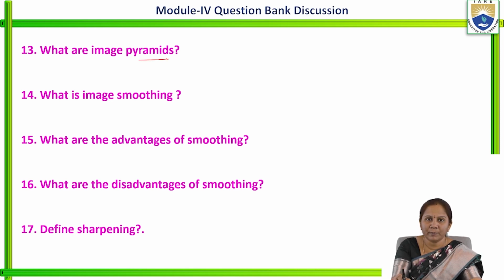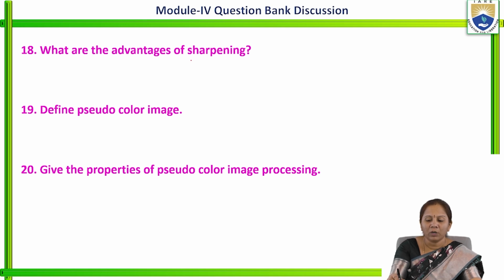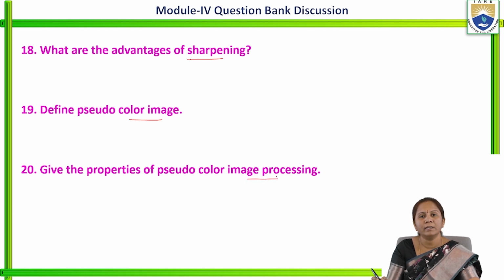What are image pyramids? What is image smoothing? What are the advantages of smoothing? And what are the disadvantages of smoothing? Here define sharpening. And what are the advantages of sharpening? Define pseudo color image and give the properties of pseudo color image processing.